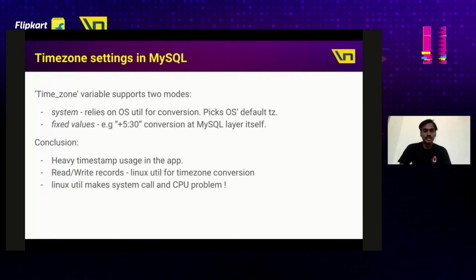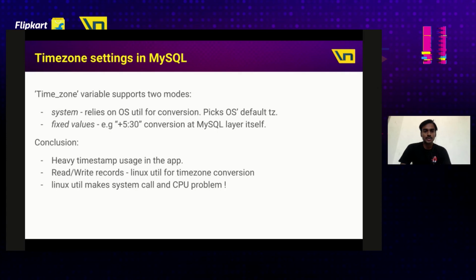Now let's see the different time zone settings provided in MySQL. MySQL provides two kinds of values for time zone: system and a fixed value. System means MySQL relies on the OS utility for the conversion, so it picks the default time zone from the OS preferences. In the case of fixed values, we can give any hard-coded value like plus 5:30 or something like that. In this case, all the conversion happens at the MySQL layer itself.